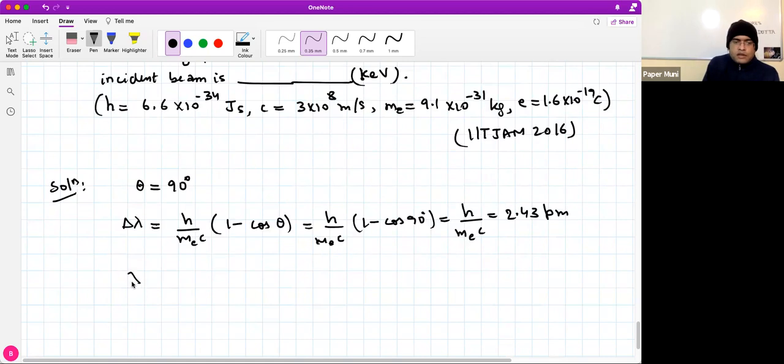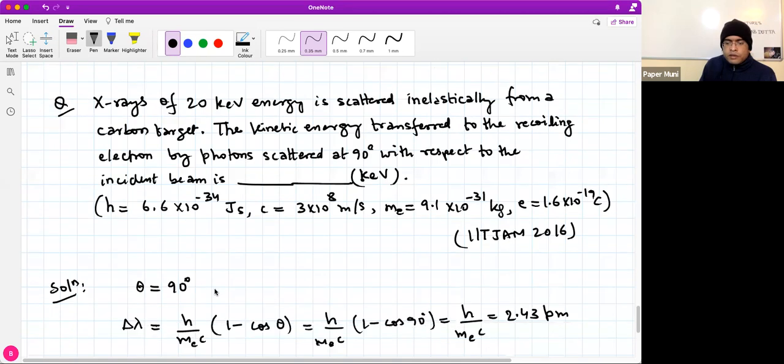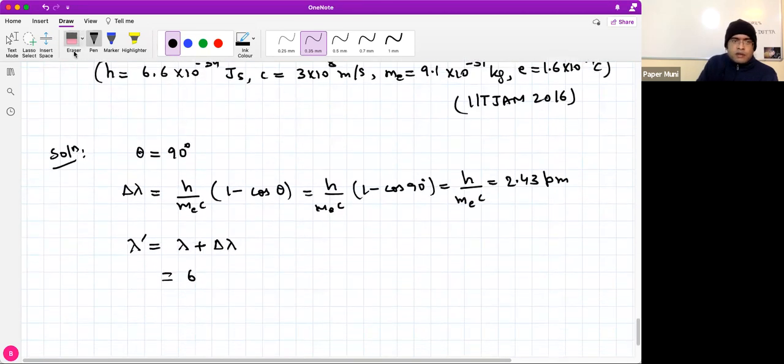Now lambda dash, we are trying to get the difference between the energy of the two photons, the scattered one and the incident one. So if we try to find out the lambda, what is the lambda given here? We need to calculate the lambda here. We do not have the lambda yet. So how will you calculate the lambda?